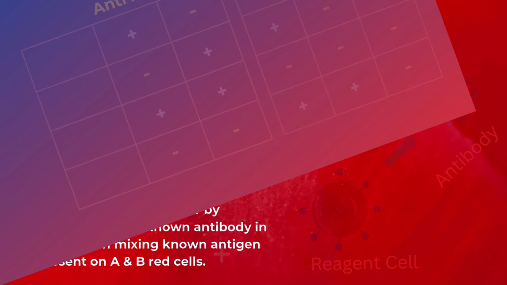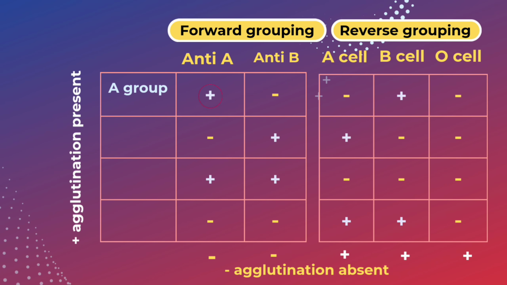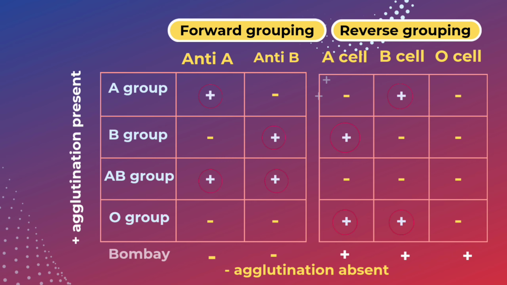In this table, we can see the results of forward and reverse grouping, showing agglutination. The Bombay phenotype appears as O group in forward grouping, but shows agglutination with O cells in reverse grouping due to the presence of anti-H substance.